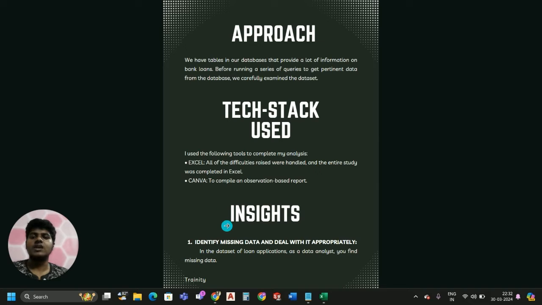Moving on to the insights, our first task is to identify the missing data and deal with it appropriately. As a data analyst, we discover missing data in the loan application dataset.